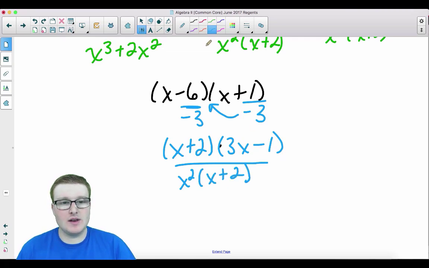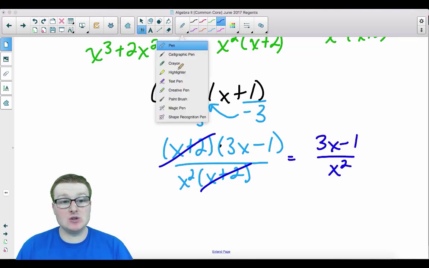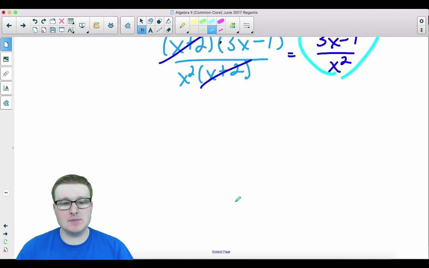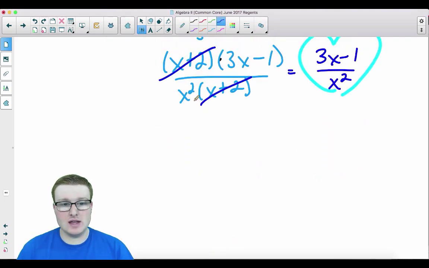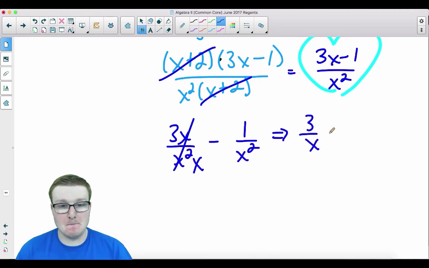All right? So now from here, we get x squared and x squared. They cancel. And we get 3x minus 1 over x squared. So now what we need to do is we need to do I-heart division. Okay, that's what most teachers call it, I-heart division. We need to split these up into 2 separate fractions and solve. So we get 3x over x squared minus 1 over x squared. That x and the x squared could cancel down to an x on the bottom, and this remains the same. So we get 3 over x minus, let's see, minus 1 over x.